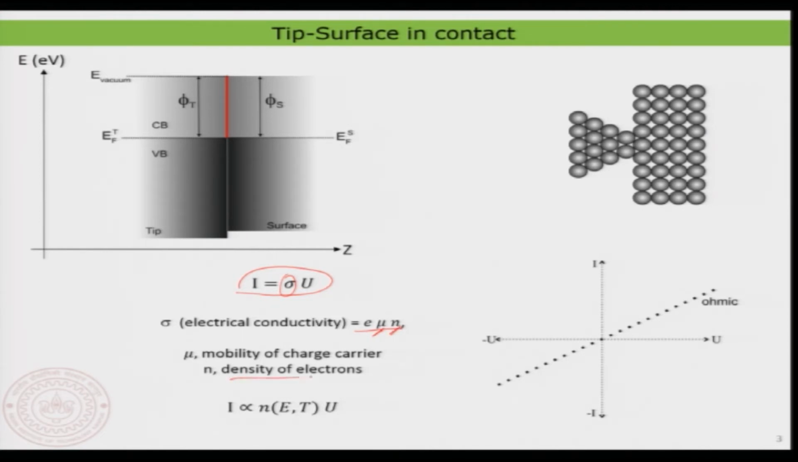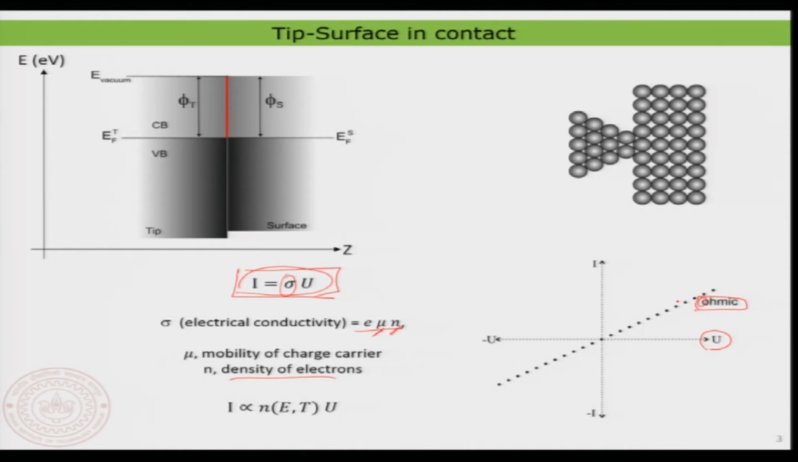That is something to do with the material, of course: the density of electrons, the mobility, and the electrical charge. Then you can calculate the current, and as you see, the current is just proportional to the voltage. Now, in this contact junction, if you vary the voltage from minus voltage to plus voltage, you would see a linear dependence of current on voltage, and that is generally called an ohmic type of contact or ohmic junction. So, that is very simple.